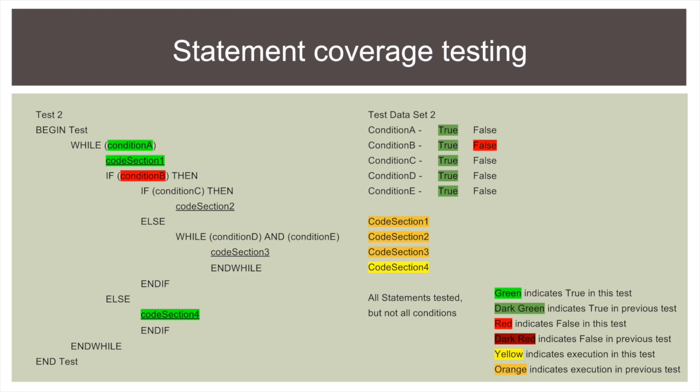Moving on. Now we're testing condition A is true again. We're failing condition B, and this executes code section 4. So over here we can see that code sections 1, 2, and 3 were passed before. Code section 4 has been passed now. So all states are tested, but not all conditions. We didn't check what happens when condition A is false, condition C is false, condition D is false, condition E is false.